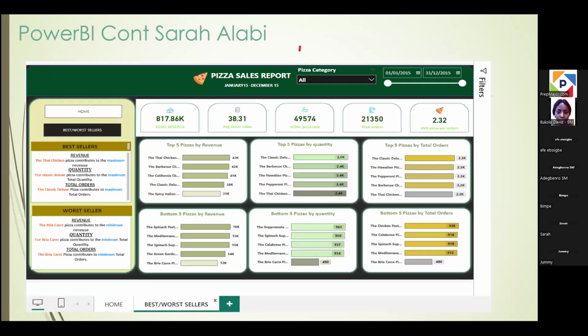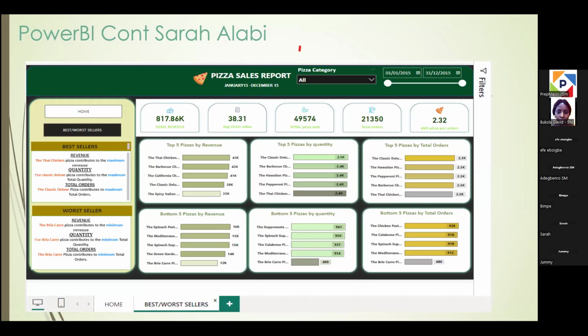And this is the continuation. Remember, I said he wanted to know the total sales, the revenue by quantity. He found out that the Thai chicken pizza brings more revenue. For quantity, people like purchasing the classic pizza. In total orders, people also purchase the classic pizza most. He also found out the worst seller, the worst pizza, so he is trying to decide whether to keep going with it or stop selling that pizza.